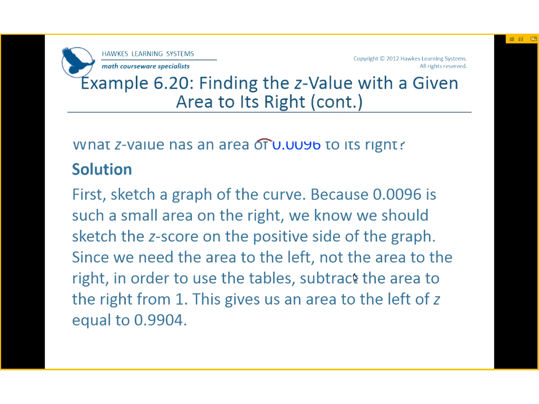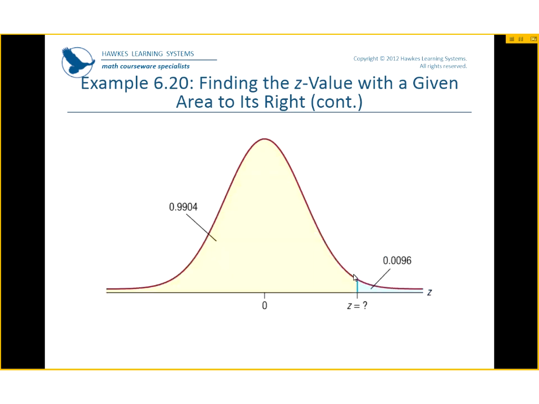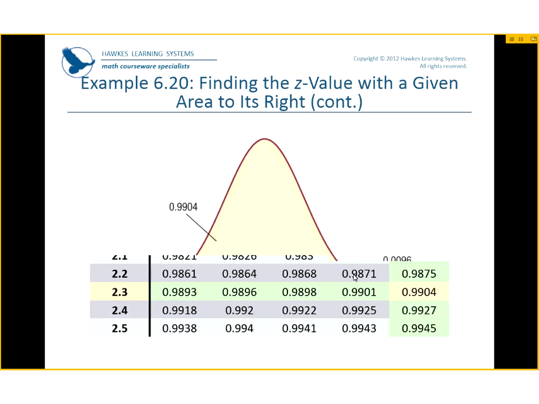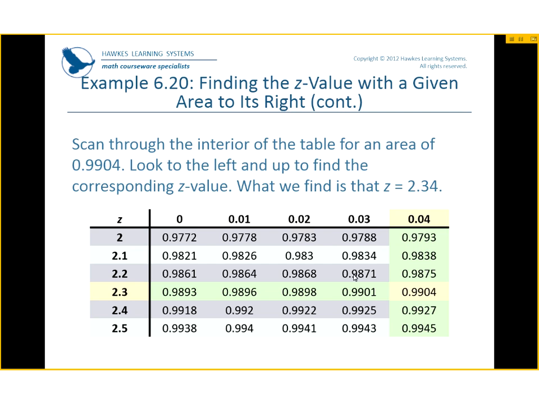I'm going to flip to the next slide to show you. If you have 0.0096 to your right, what do you have to your left? Well, you actually have 0.9904, because if you subtract 0.0096 from 1, you get 0.9904. Remember, the area under the curve will always equal 1. We could look it up in the table using 0.9904, because all we're really doing is looking to the left. We get our z-score of 2.34.